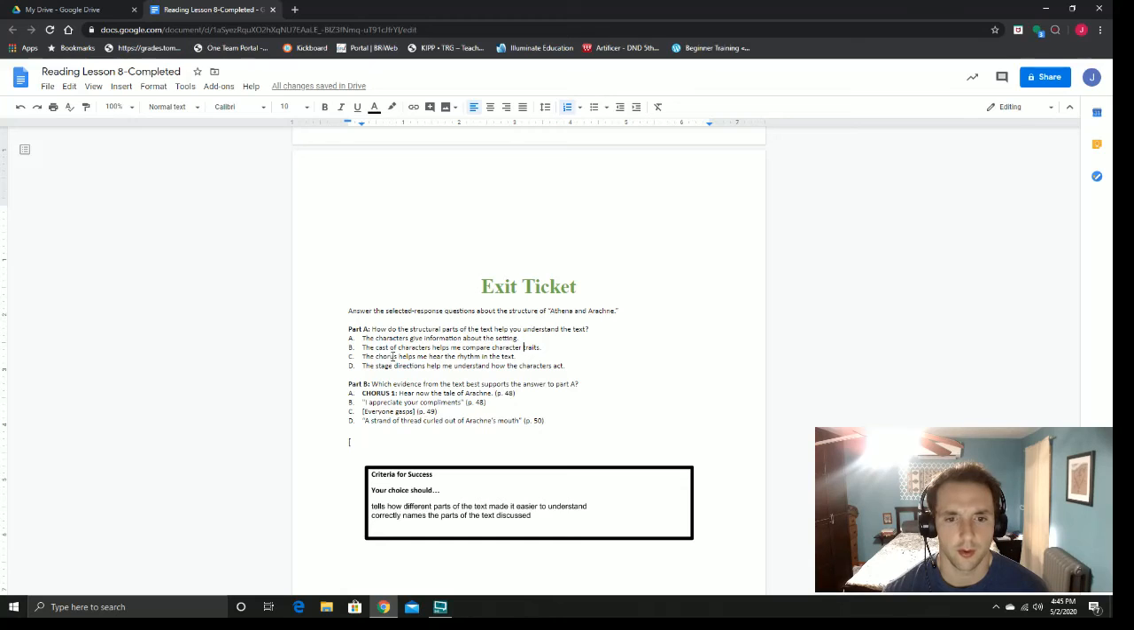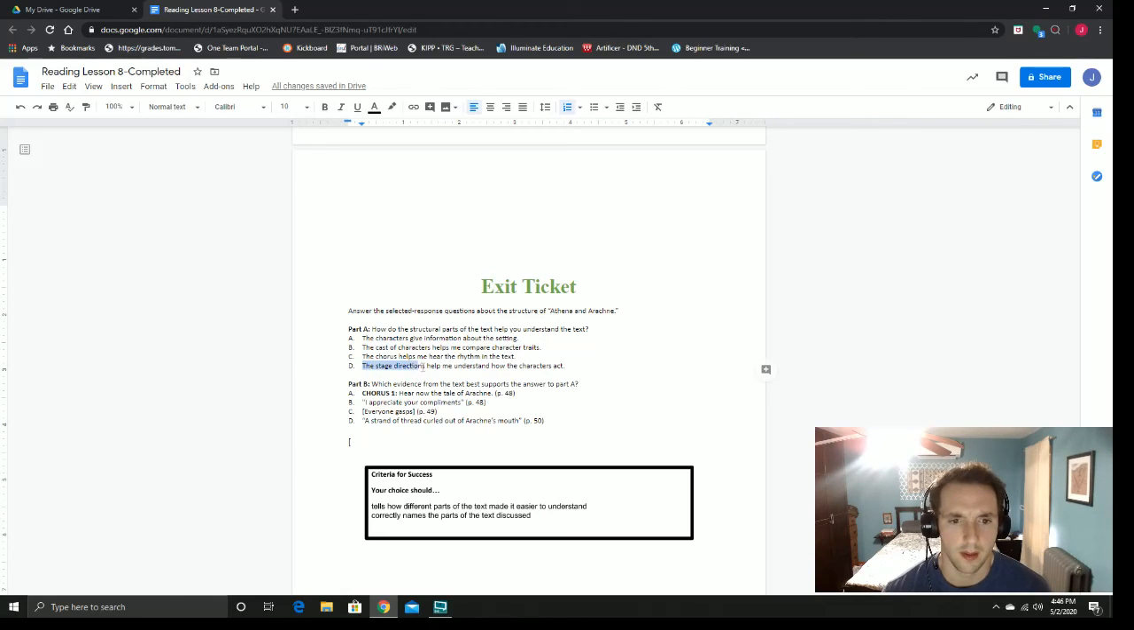Choice C says, the chorus helps me hear the rhythm in the text. I'm not sure there is any rhythm in the text. I didn't feel any rhythm, and if I did, it didn't come from the chorus. So not this time. And again, the rhythm in the text usually has to do with poetry, and so this is not really the structural element we're looking for when we're talking about plays.